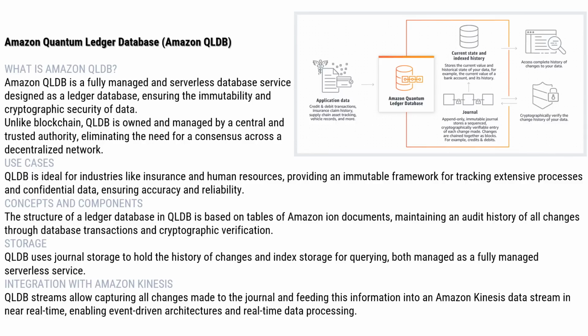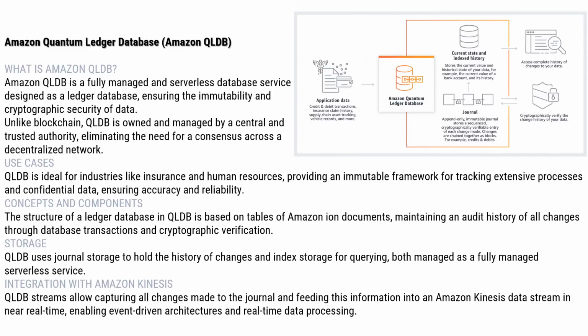QLDB is ideal for industries like insurance and human resources, providing an immutable framework for tackling extensive process and confidential data, ensuring accuracy and reliability. The structure of a ledger database in QLDB is based on tables of Amazon Ion documents, maintaining an audit history of all changes through database transactions and cryptographic verification.